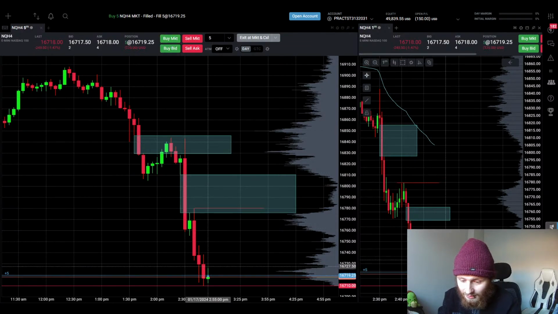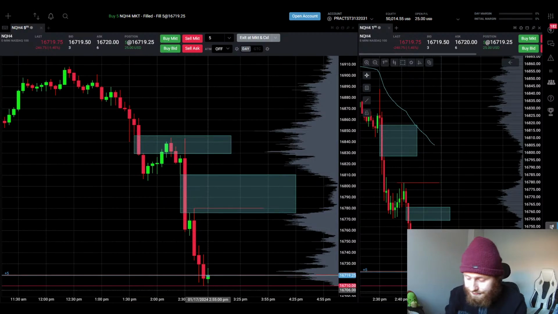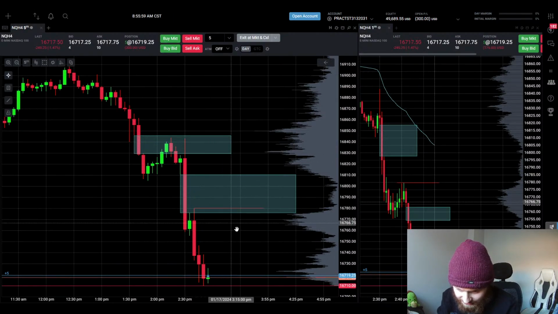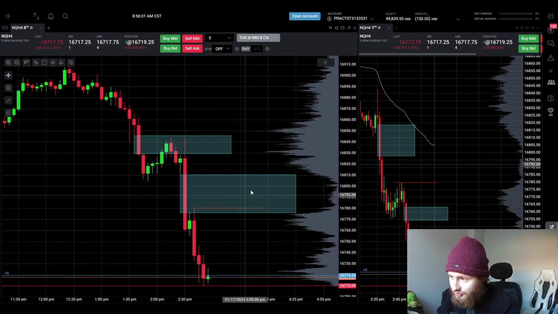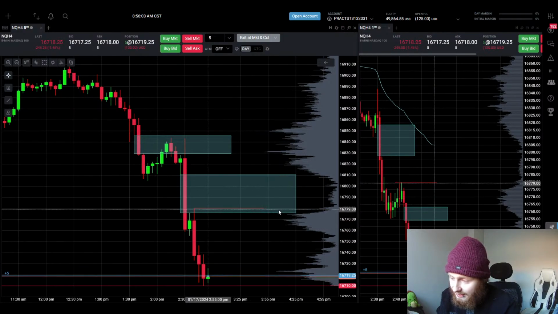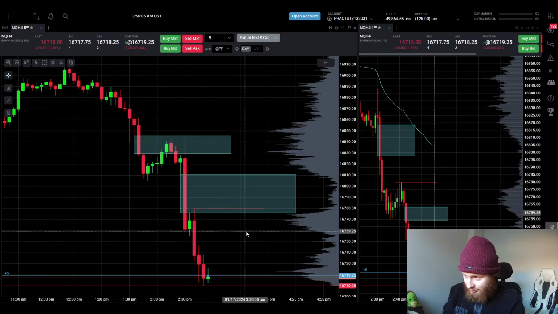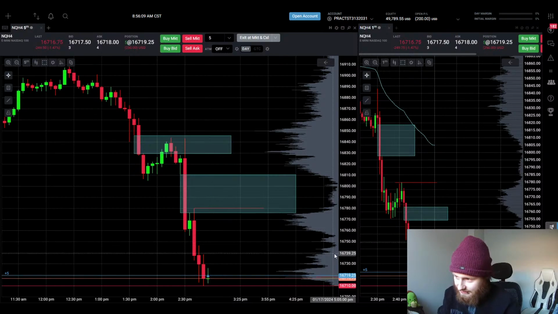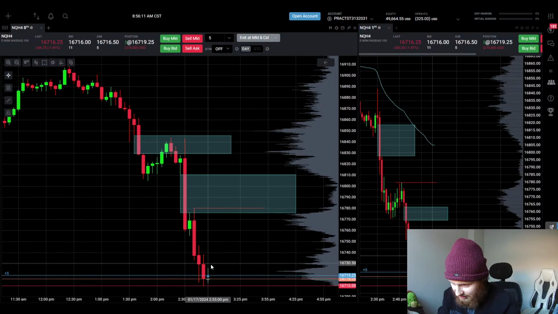Order filled here. And so we obviously have a couple of areas that we're looking to target on this. We're looking for a good structure to form to the downside. I know being in a long and saying you want a structure to form to the downside is weird, but we want it to continue up.